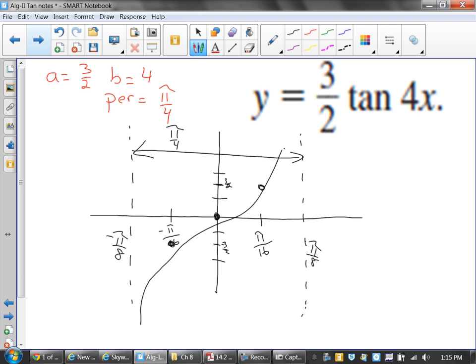So your coordinates in this case would be negative pi over 16, comma, negative 3 halves, 0, 0, positive pi over 16, and 3 halves. Sweet. I like it. Told you it wasn't bad. Let's do a shift real quick, and then we'll call it a day.